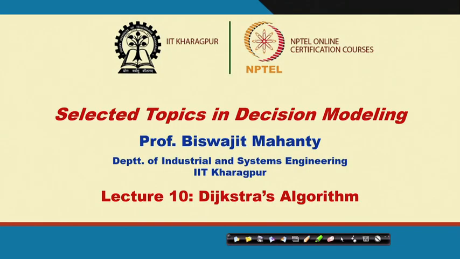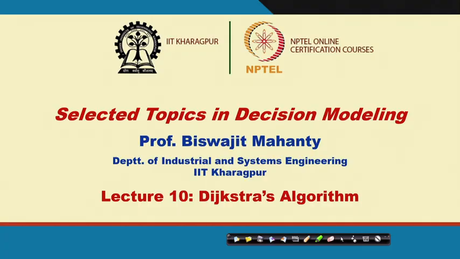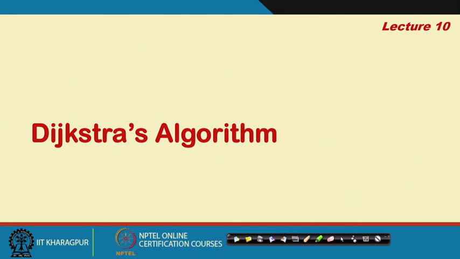In our course Selected Topics in Decision Modeling, we are now in our last lecture as far as dynamic programming is concerned, and this topic is Dijkstra's algorithm. Dijkstra's algorithm basically is a network application, in graphs or networks. This is another algorithm for obtaining the shortest path. We have already seen some shortest path algorithms through dynamic programming.